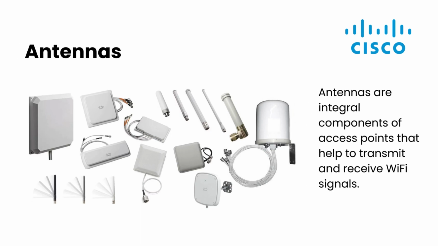Antennas are integral components of access points that help to transmit and receive Wi-Fi signals. In a process area, directional antennas may be used to focus the signal in specific directions or to penetrate through obstacles and interference. The type and placement of antennas play a crucial role in optimizing coverage and signal strength.